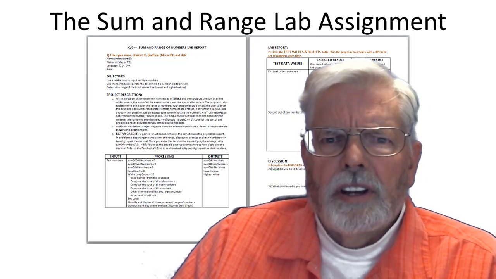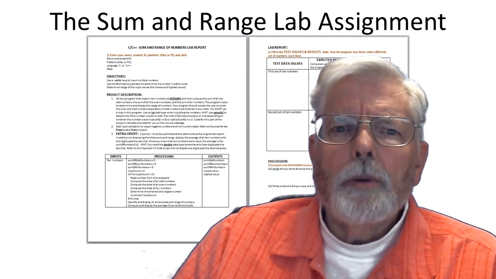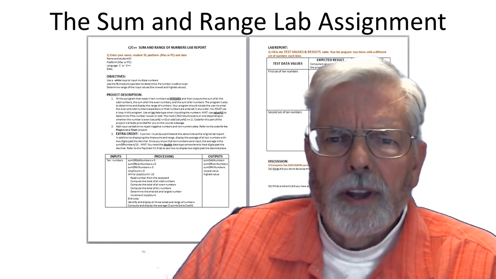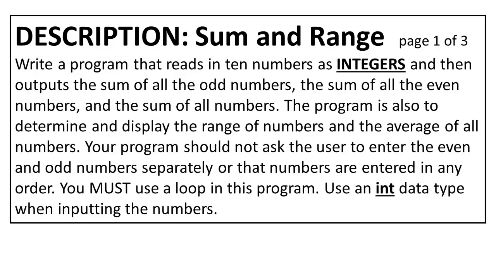Let's look closely at the definition to determine the input, output, and processing to satisfy the requirements of the project. First, determine the inputs. Those are stated right at the beginning of the project definition. Read 10 numbers as integers. Next, determine the outputs. Sum of all the odd numbers, sum of all the even numbers, sum of all the numbers. Determine the range of numbers. Those are the lowest and highest values. Display the average of all the numbers.